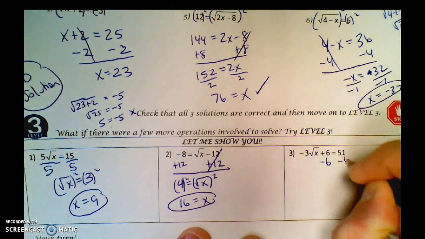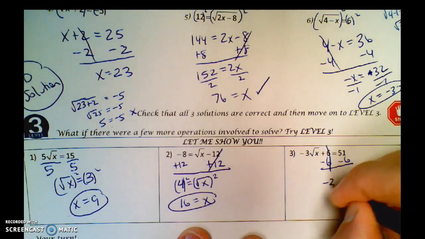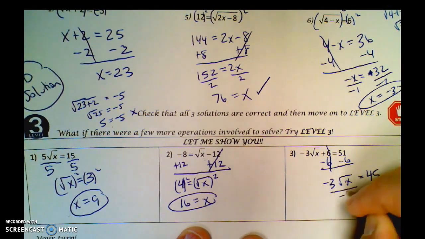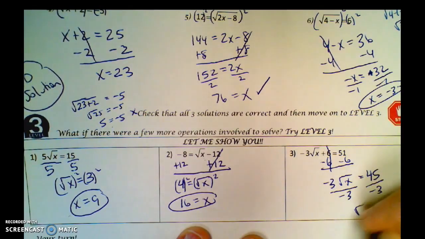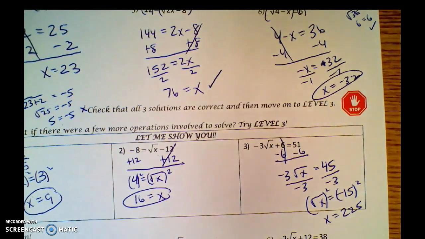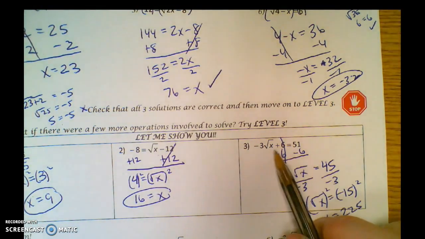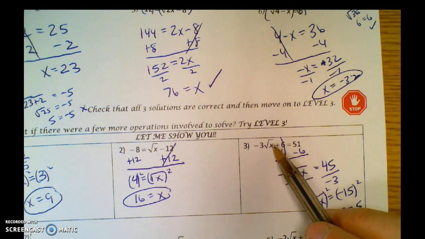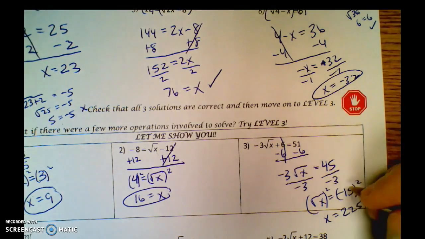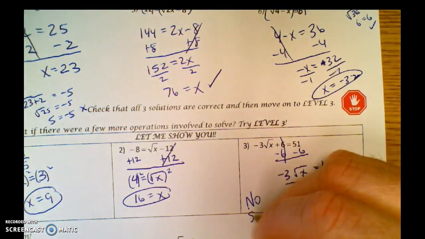Two steps here. Subtract 6 first. I got negative 3 square root of x equals 45. Divide by negative 3. Square root of x equals negative 15. And then square both sides. So x equals 225. If you plug 225 back in, square root of 225 is 15, times negative 3 is negative 45. This one is no solution, because when you plug it in, it doesn't work.